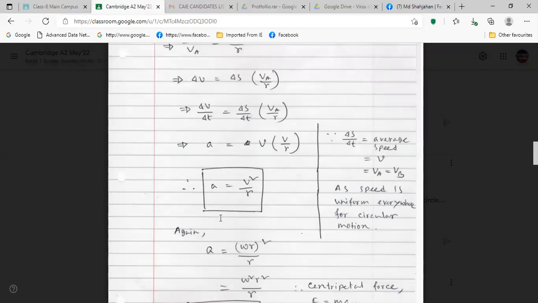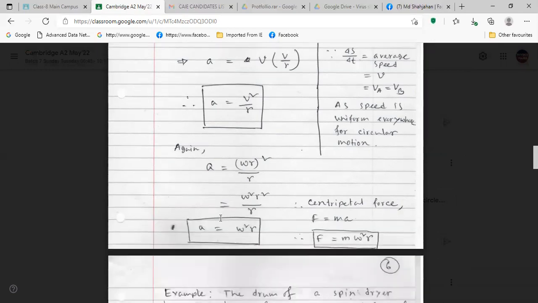Will there be any question from this derivation? Sometimes you may have this derivation, but it's rare. From this topic we normally don't have any questions directly, but we have the next topic, gravitational fields. The centripetal force idea is always used in gravitational fields, that's why we are learning it.